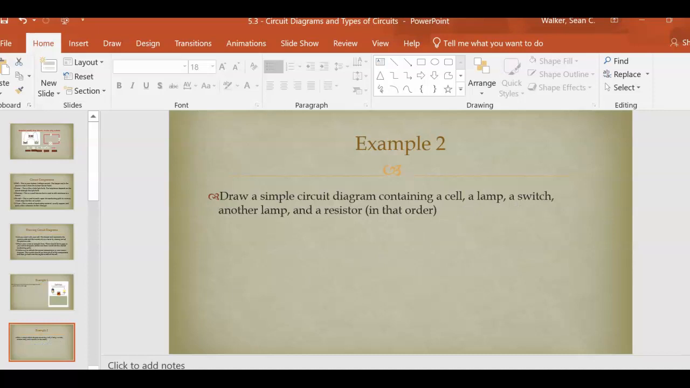Example 2, I will go ahead and do this one for you because, again, you can't really draw this through the computer. Example 2 says, draw a simple circuit diagram containing a cell, a lamp, a switch, another lamp, and a resistor in that order.